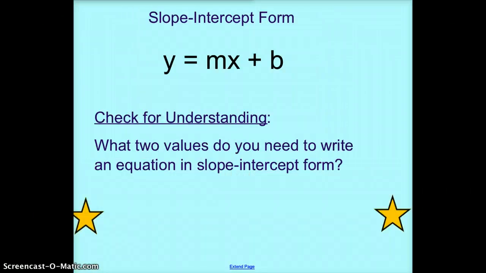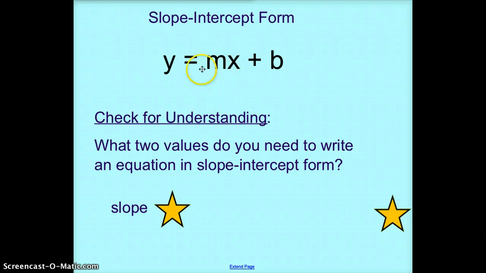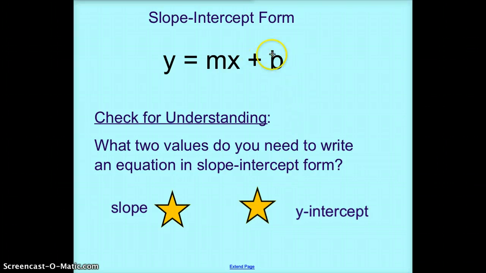Before we get started, let's recap what slope-intercept form is. Slope-intercept form is y equals mx plus b. So let's check for understanding. What two values do you need to write an equation in slope-intercept form? Think about that for a second. Hopefully you came up with the slope, which is your m, as well as the y-intercept, which is your b. These are the two things that we're going to need in order to write an equation in this form.